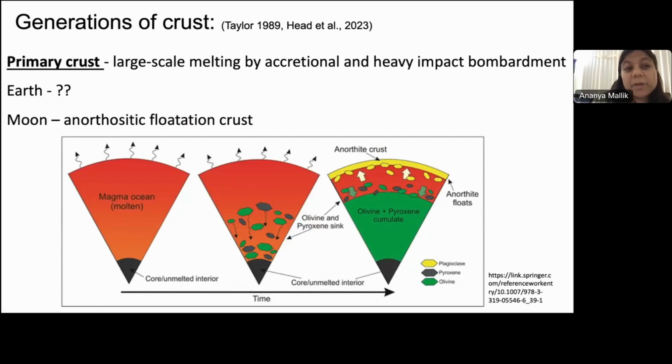And on the Earth, this primary crust is likely missing. But on the moon, maybe thanks to the absence of some efficient recycling process such as plate tectonics, we do have the anorthositic flotation crust, which formed from magma ocean crystallization, which we think represents the primary crust of the moon.